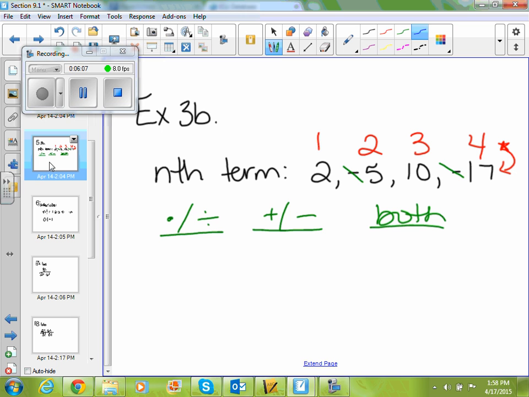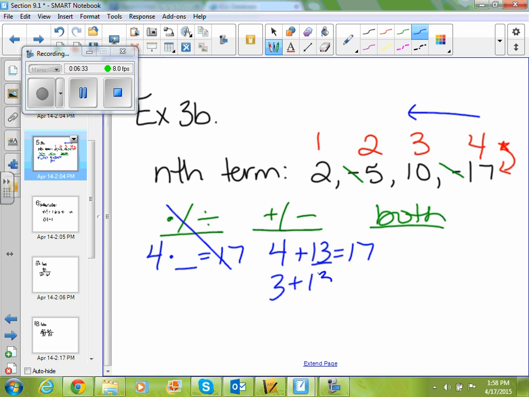Okay, so if I start with 4, 4 times something has to give me 17. Is there any whole number that I can multiply 4 by to make 17? No. Okay, so if I look at adding 4 plus something to give me 17, if I add 13, then that works. So then if I check by working backwards, 3 plus 13 then supposedly is going to give me 10. Does that work? No. So then I move on to both.